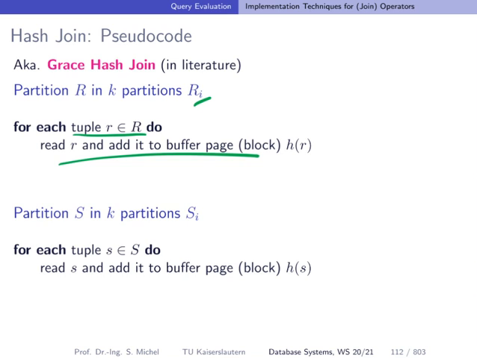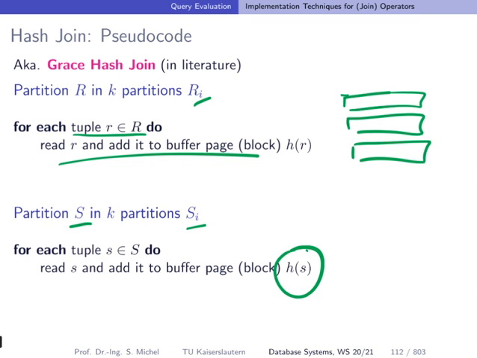The same we do also for relation S. We create partitions Si the same way. We apply the hash function on the join attributes of this tuple of S, and we add it to a buffer page according to this hash function output. And this way we have in the end these partitions Ri on disk and the partitions Si as well, right?